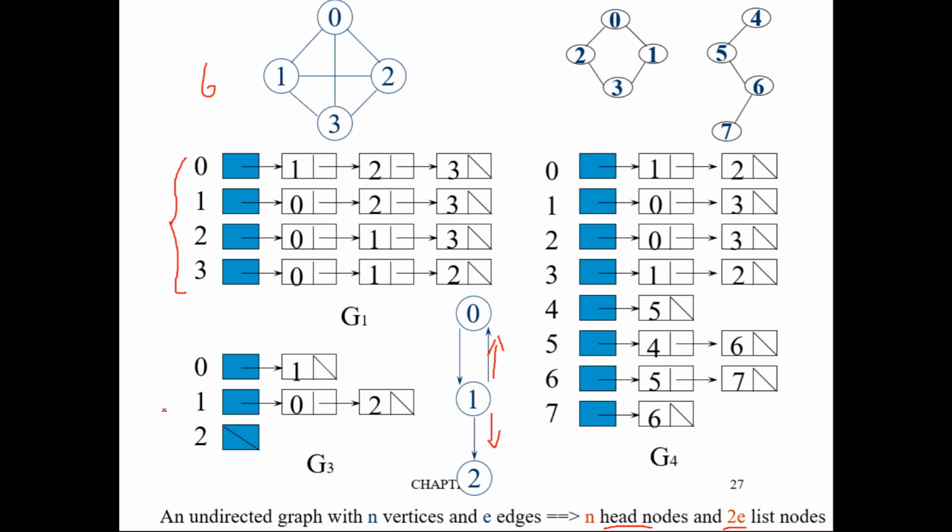So just go here, to vertex 1, and count the number of nodes. 1, 2, so 2. If you want to identify the out degree of node 0, it has only 1 node, so count that. If you want to find the out degree of node 2, there is no out degree, it is null, so it is 0, right?